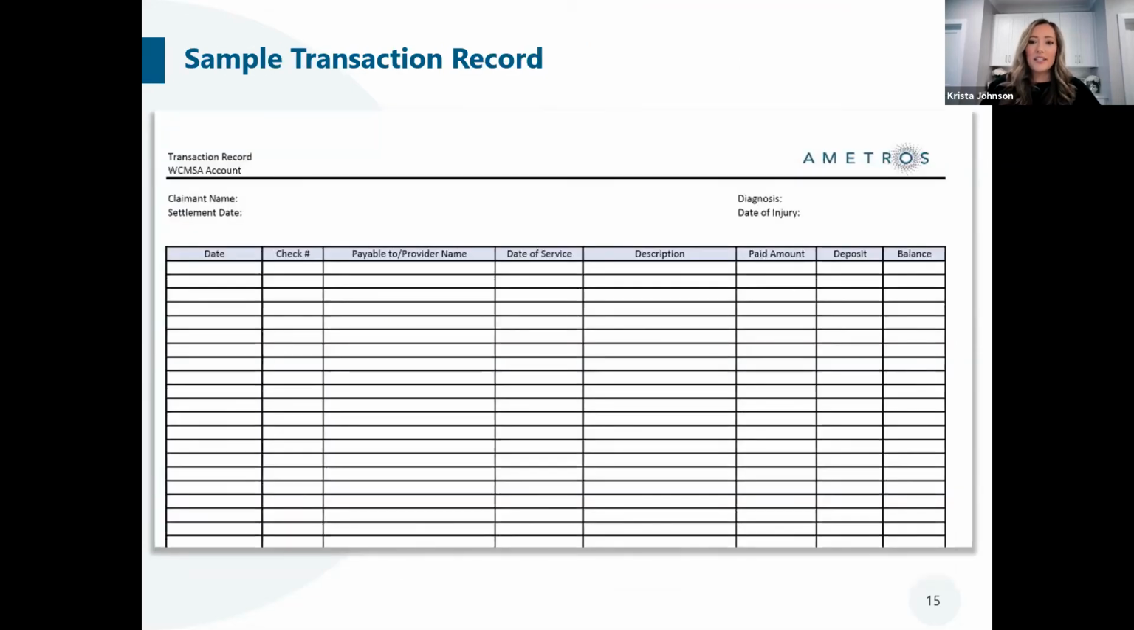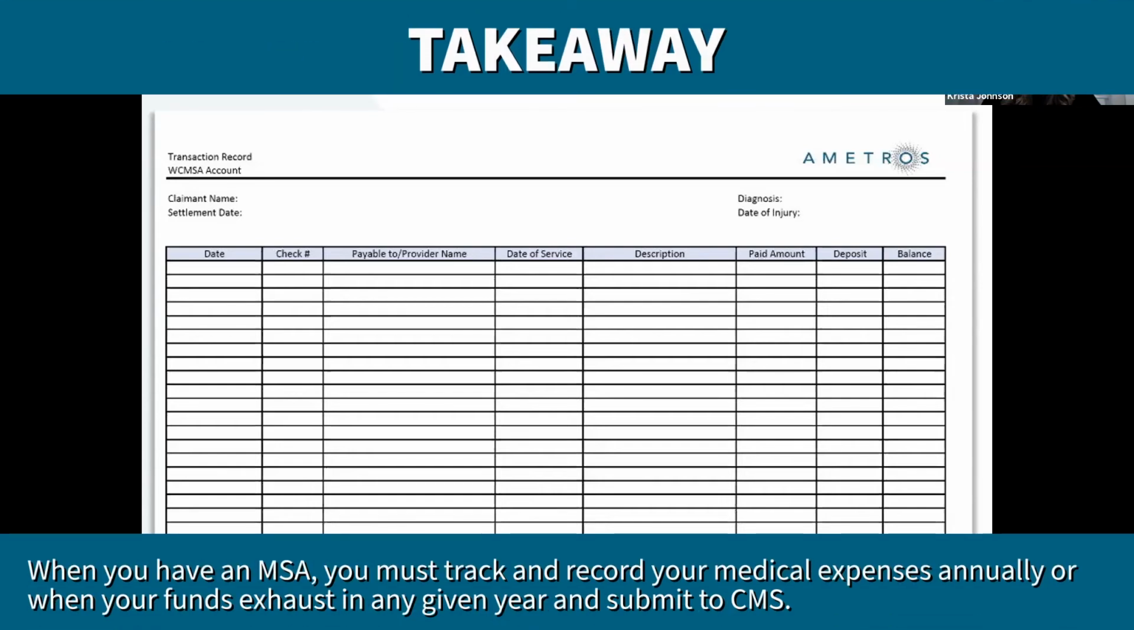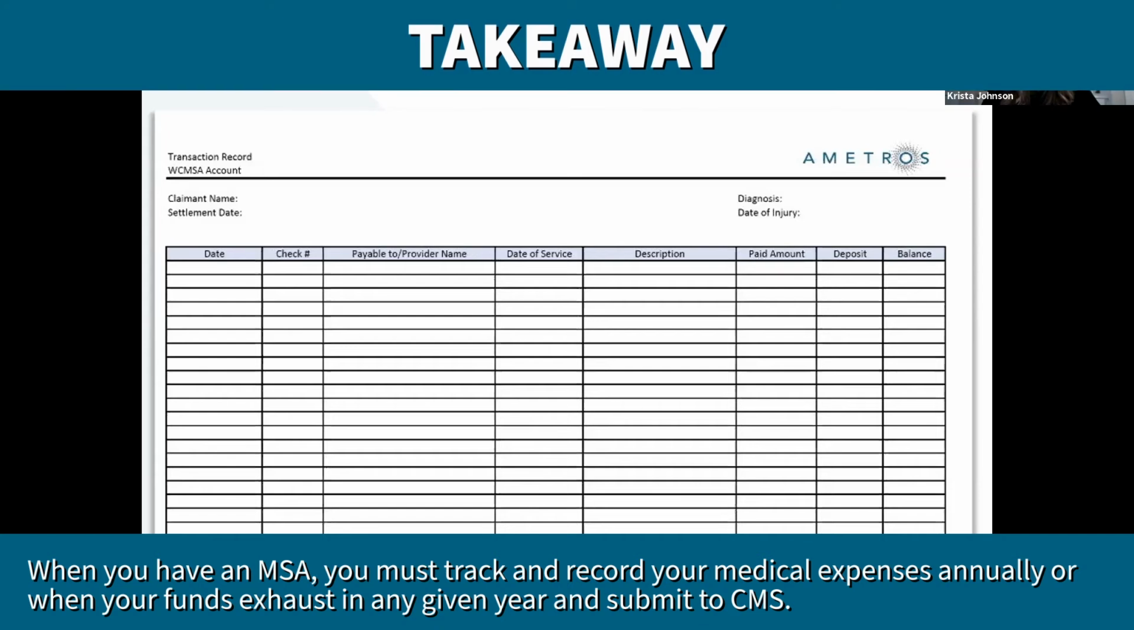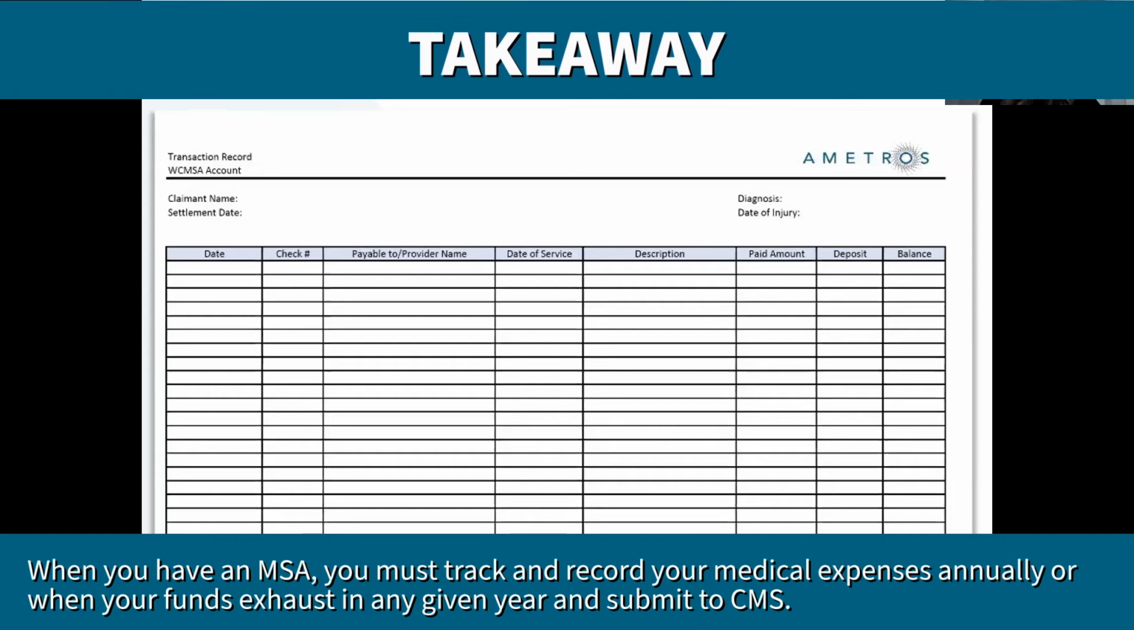This slide here shows a sample transaction record necessary for reporting your MSA expenses. Upkeep of this record is extremely important and helpful for you. Tracking and reporting all of your expenses must occur annually, or if the funds exhaust in any given year. So it is helpful to keep all of this information in one place, along with your supporting documentation.